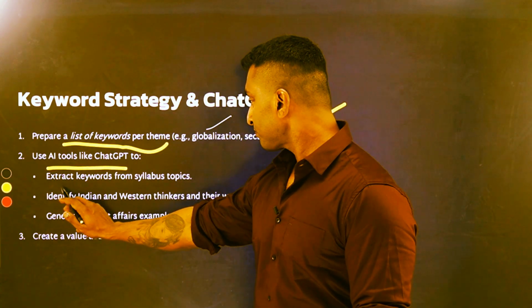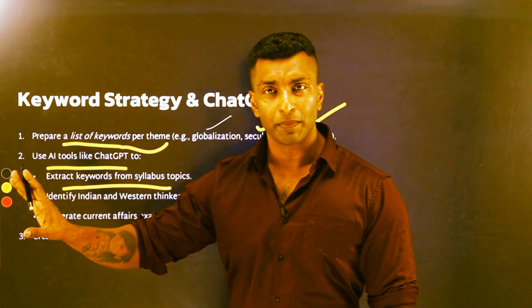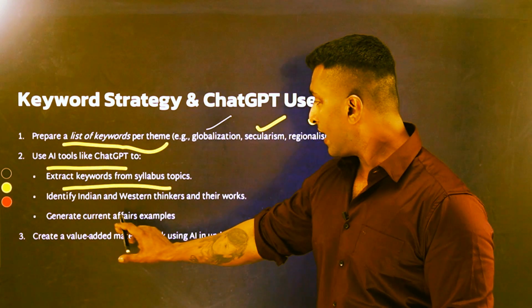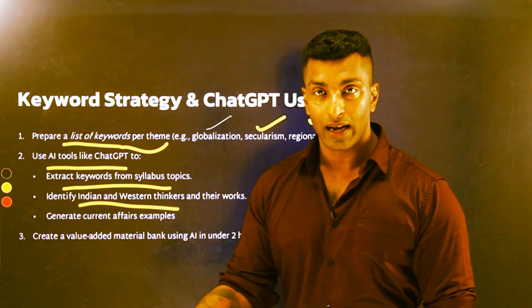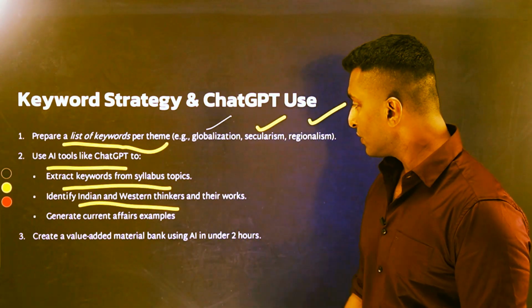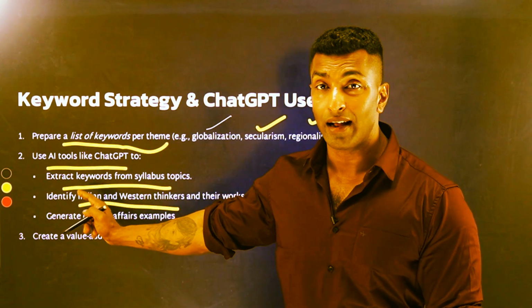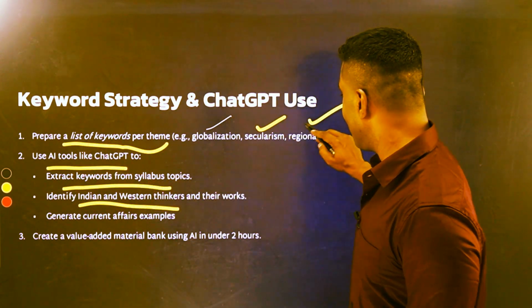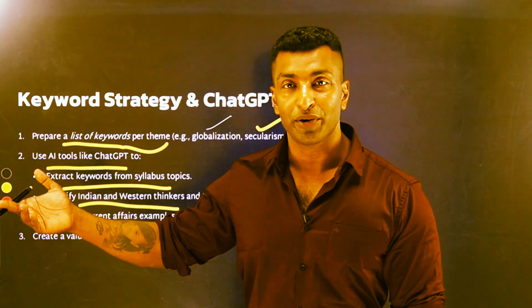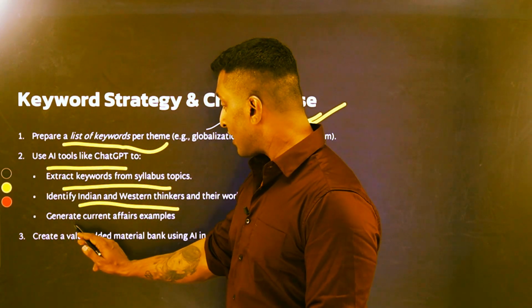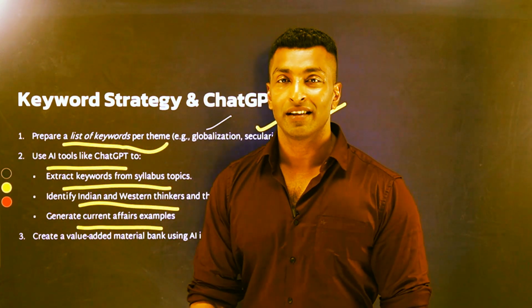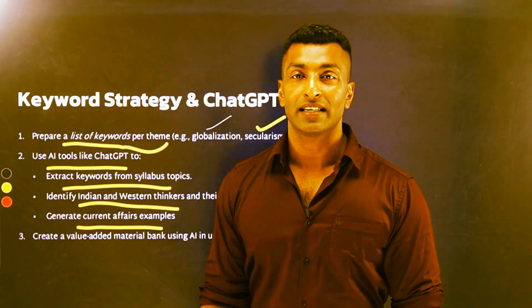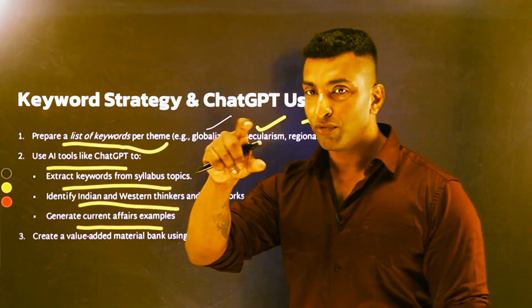Okay, so extract keywords from syllabus topics, important themes, and then Indian and Western thinkers for that topic. If you want to, you can add that. One or two thinkers on topics like secularism, communalism, globalization will be good. And then current affairs examples also. You can ask ChatGPT for that related to secularism: give me a couple of current affairs related topics or a couple of case studies. And then add that to your one pager.